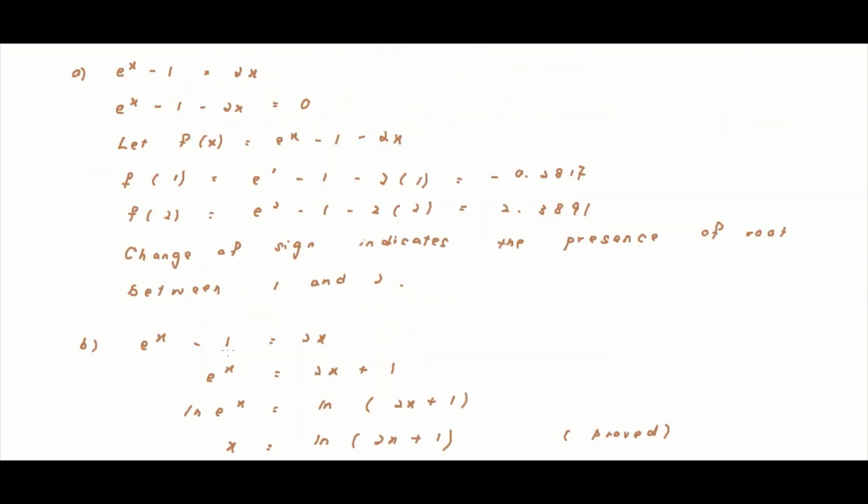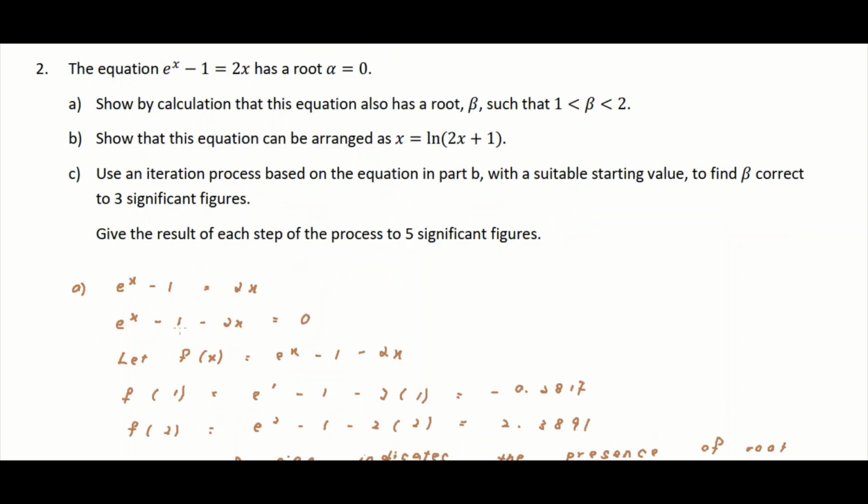Alright, so now let's substitute in the function that we have. e^x minus 1 minus 2x equals 0. We can form our f(x), or actually I think we did it in question 1 part a also, doesn't matter. So f(x) equals e power x minus 1 minus 2x. Now we can substitute the two values that we want to check.